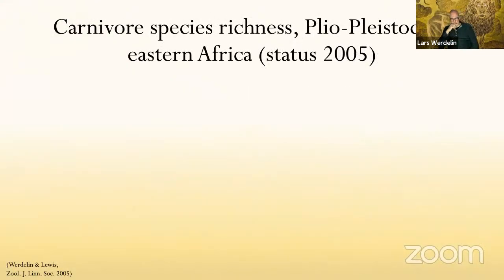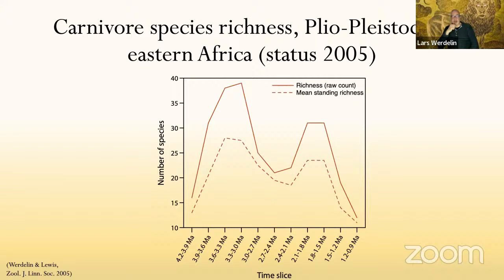So we'll look at carnivore species richness in the Pleistocene. This is a paper that I wrote with Margaret Lewis in 2005. So parts of this are a little bit obsolete, but we have not done a reanalysis of this data. The data themselves are almost certainly okay.